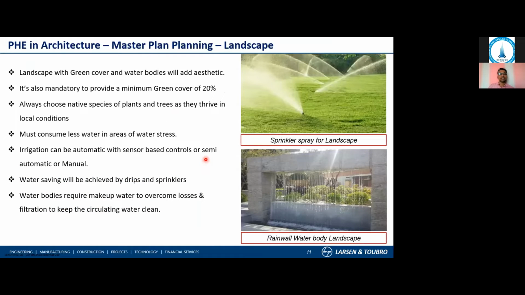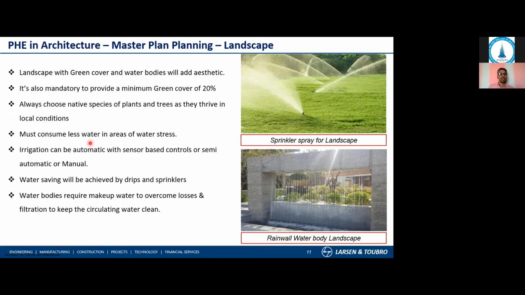So next thing is the landscape, which is part of your master plan development. What you have to think is that the green cover should be at least 20%. You should plan for it so that it gives a good ambience around the development you are going to do. And try to find as many native plants and trees as possible, which can survive in the local condition, so that it consumes less water.